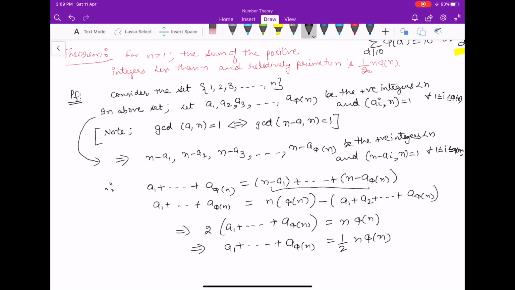This is what we wanted to prove, that the sum of positive integers less than n and relatively prime to n is half of n times phi n. So that means this result holds true.